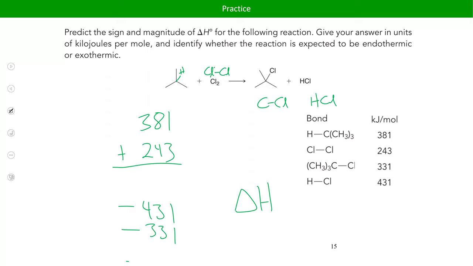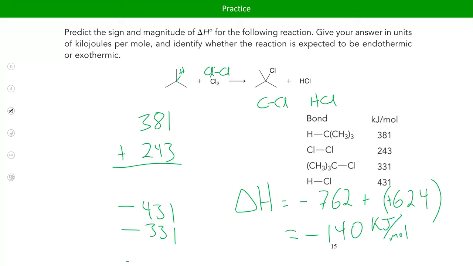So you said this was endothermic? This should be exothermic because it's our overall delta H. When we add all these up, it's going to be negative 762 plus 600 something. Right. So negative is exothermic and a positive would be endothermic. Correct. All right. So overall, we're going to wind up with negative 140 kilojoules per mole. The number is not super important, it's just the sum of one side or the other.